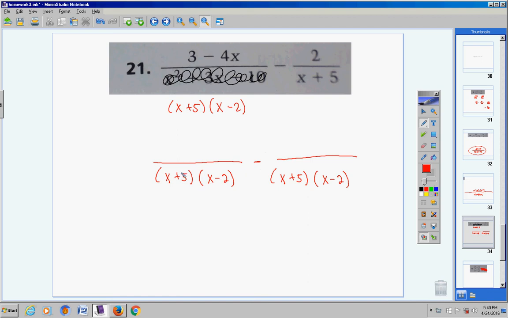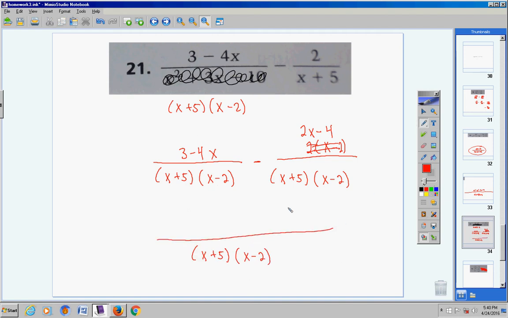What do I have extra here that I don't have here? Nothing. So just bring down your numerator. What do I have extra here that I don't have here? Well, x negative 2. So I've got to write that up here. And then bring down my 2. And now let's simplify. I've got a 2 that I can multiply through. 2 times x is 2x. 2 times negative 2 is negative 4. So now I'm going to go ahead and combine my two fractions.